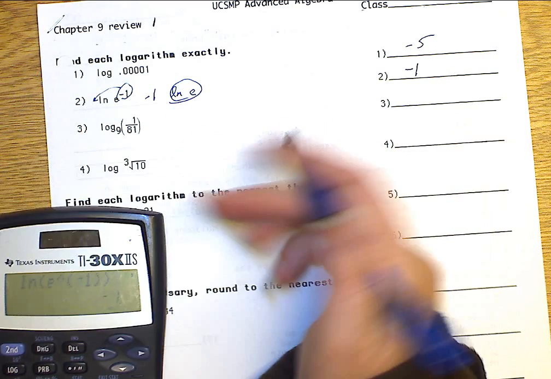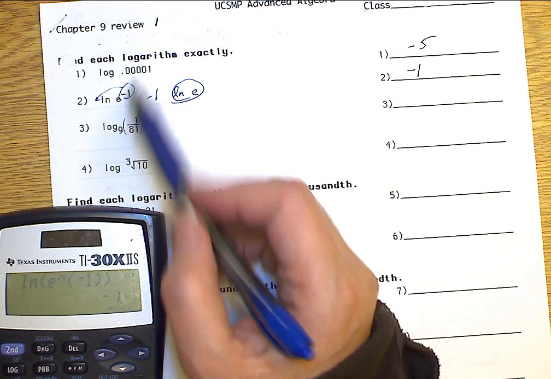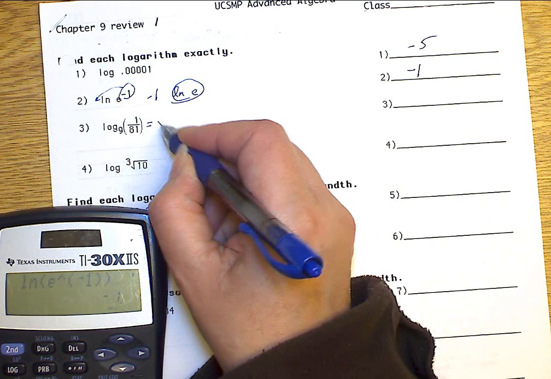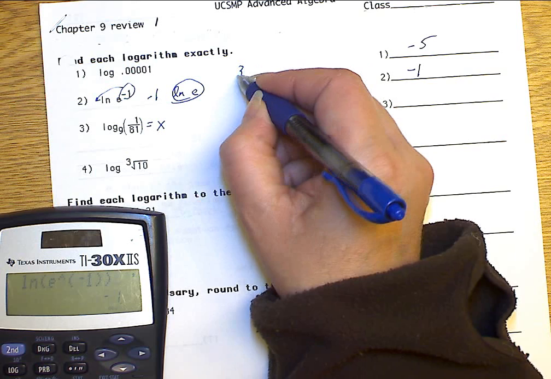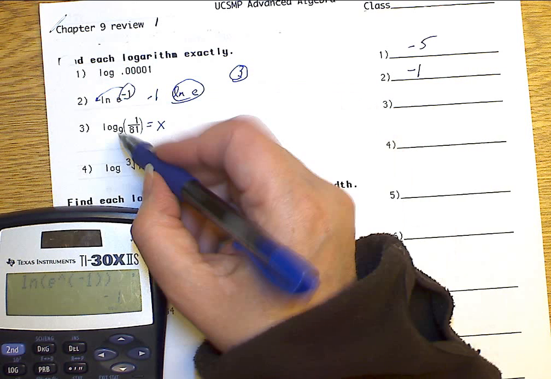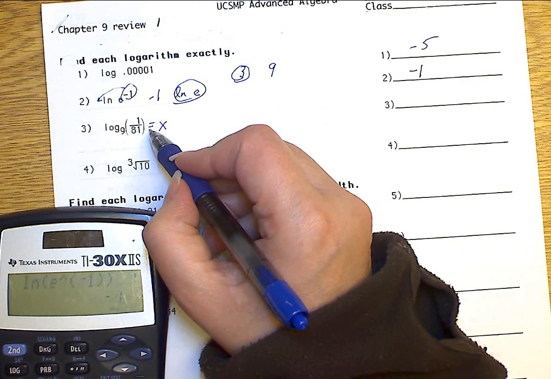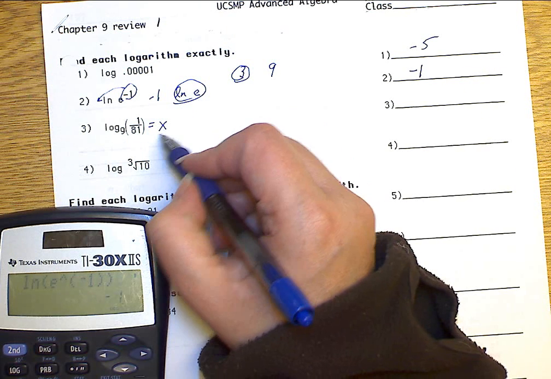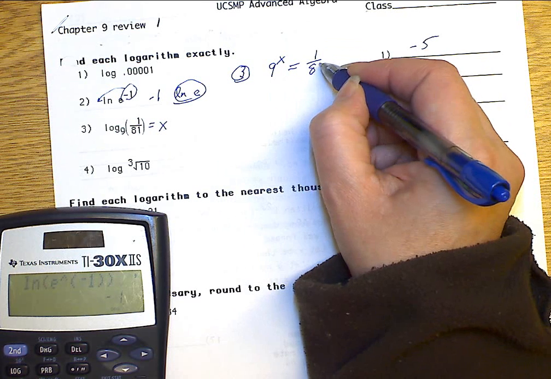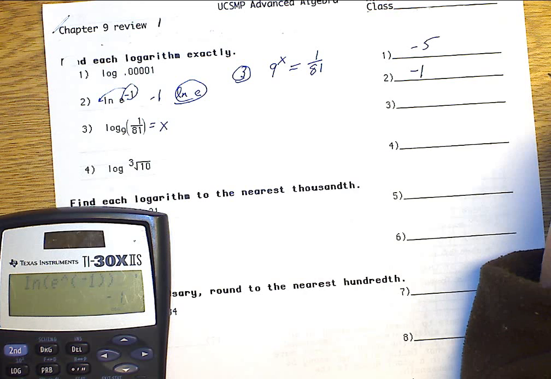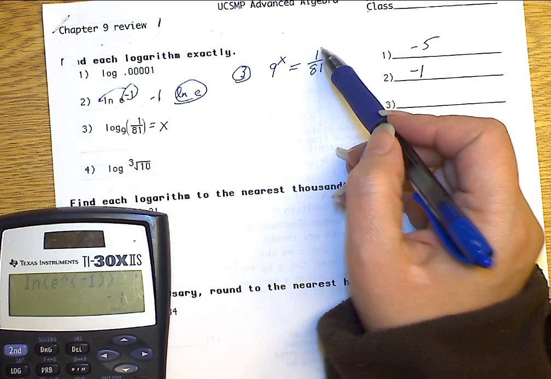Now this log is a different base. It's not base 10. So that one we have to set equal to x and then solve it out how we've learned. So I'm going to actually start number 3 up top. My base is 9. Logs are what? Exponents. So that's my exponent of x is equal to 1 over 81. Now, you might actually be able to see what the answer is. But if you don't, that's okay.